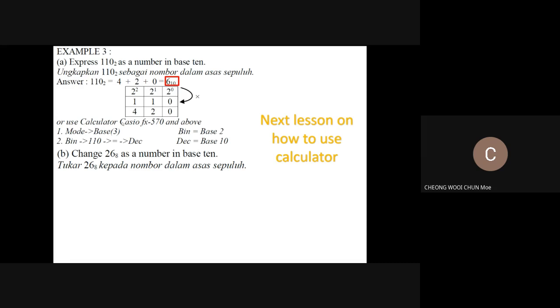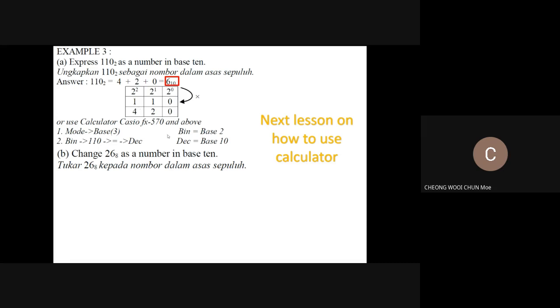Or you can use a calculator to check your answer. If it's paper one, no problem. Paper two, you need to show the workings. The next slide will show you how to use the calculator. Before that, sometimes you can use a calculator for certain bases only: base 2, base 10, and base 8 only. The rest of the bases cannot use a calculator. That is why you need to learn how to calculate manually.